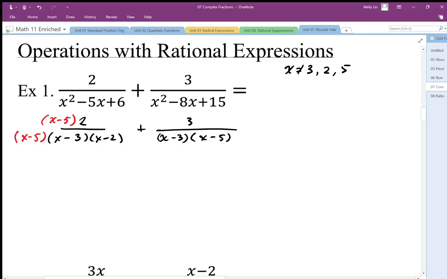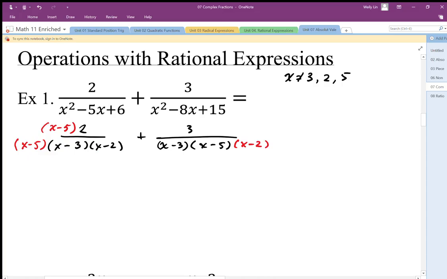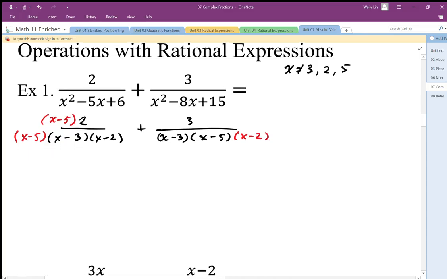Here on this side, I'm missing an x minus 2, so I need to put an x minus 2 to make the two denominators match. But by doing that, I need to balance the fraction with an x minus 2 on the top. Now that I have a common denominator, I can add these together.